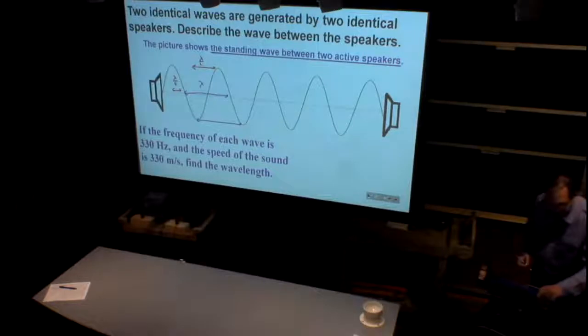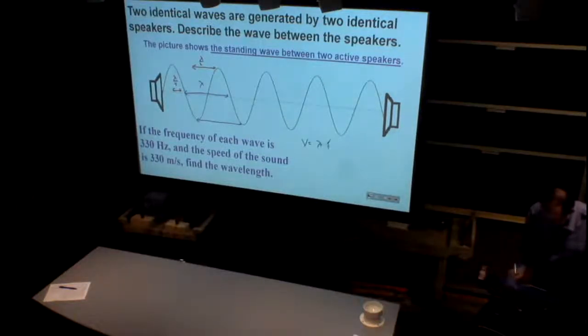So how do we calculate the wavelength? Well, speed equals wavelength times frequency, hence wavelength equals speed over frequency. And what number does it give us? 1 meter. That's just an example.